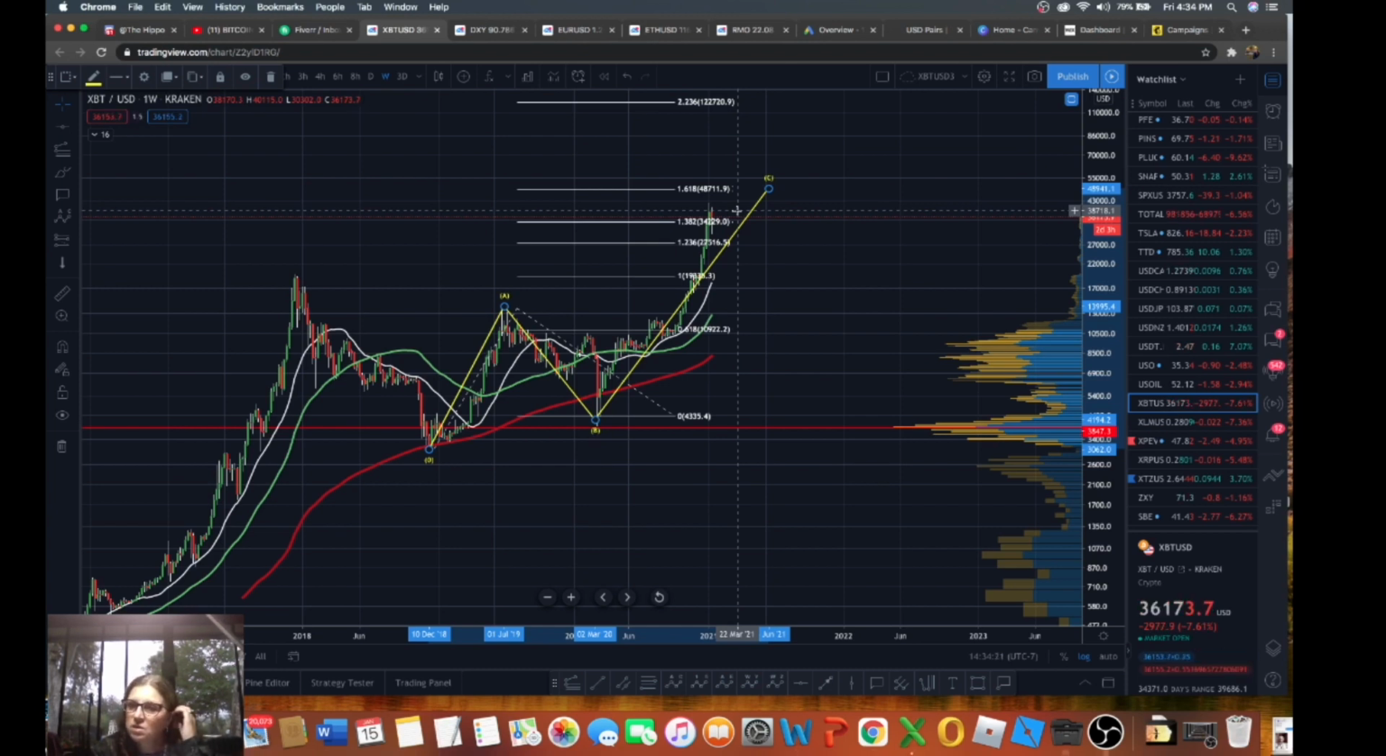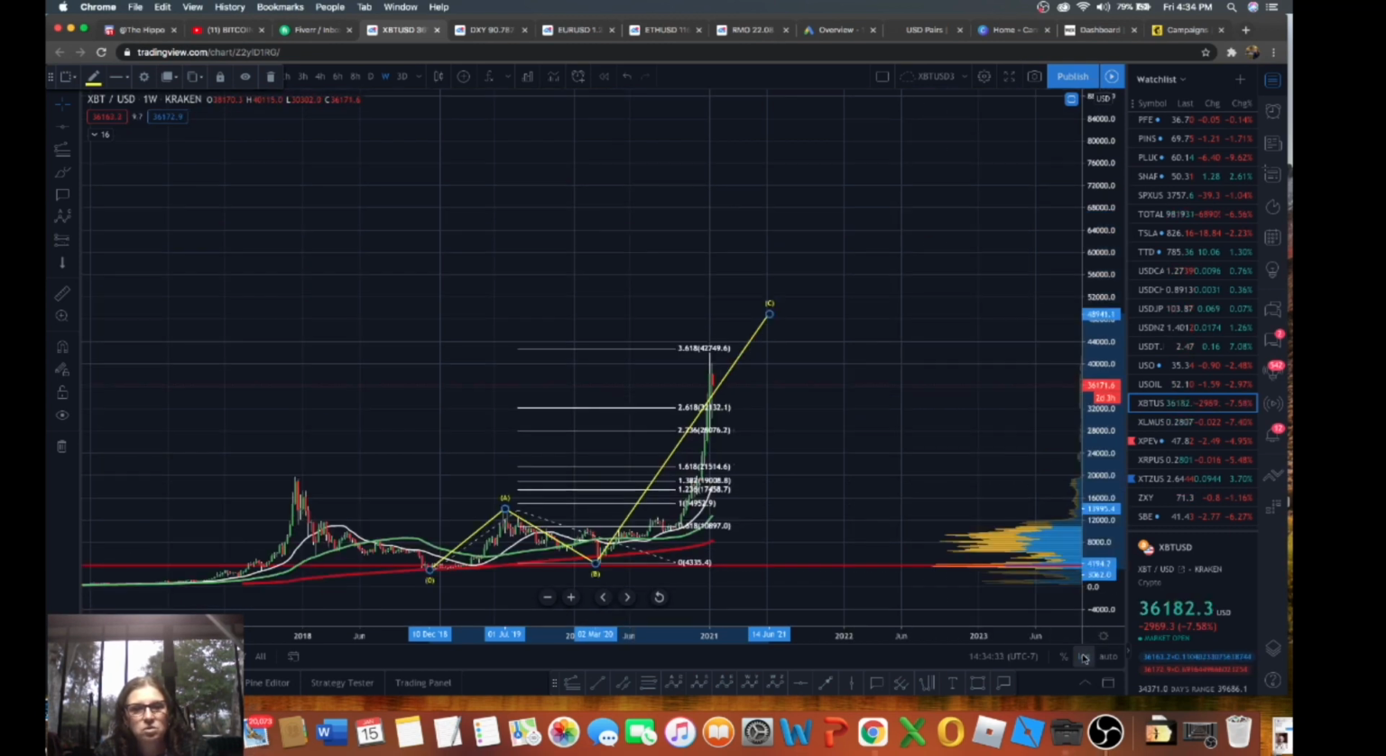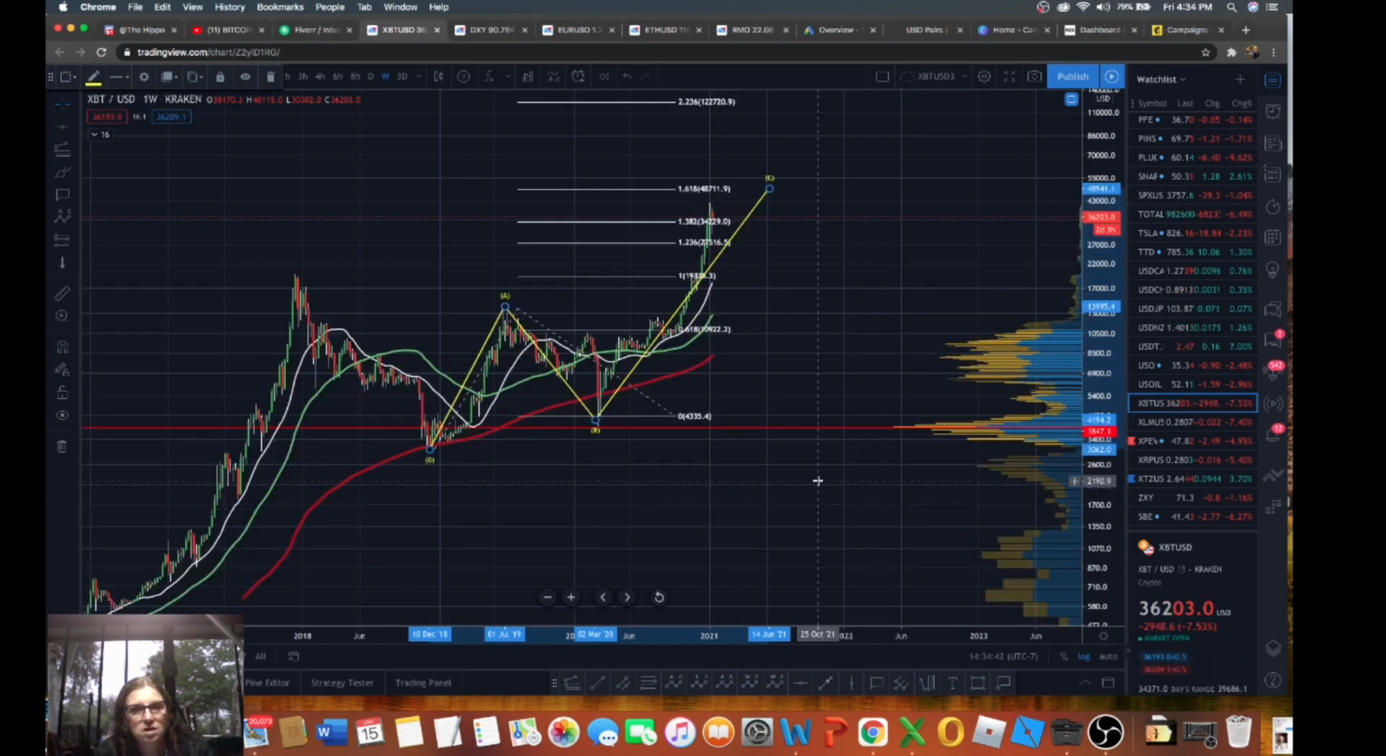Have I seen C waves go higher? Yes, I have. But the only way that this really even works at this point is if I'm on long scale. If I'm not on long scale, obviously you can see this is huge. So the only way this works is on long scale. So we'll talk a little bit more about the bearish scenario.